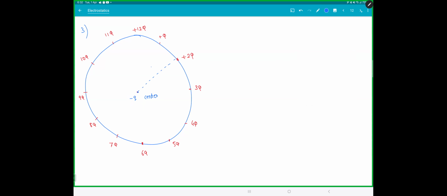And the radius of this circle is r. Find the net force on minus q. So charges are placed like on a clock. So the angle between two consecutive charges is 30 degrees. Let's get this.